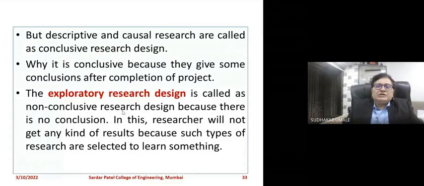But descriptive and causal research are called conclusive research designs. So this is very important. What do you mean by conclusive research? You will definitely get conclusions. In exploratory research we are not getting conclusions. Why is it conclusive? Because they give some conclusions after completion of your project. The exploratory research design is also called non-conclusive research design because there is no conclusion.